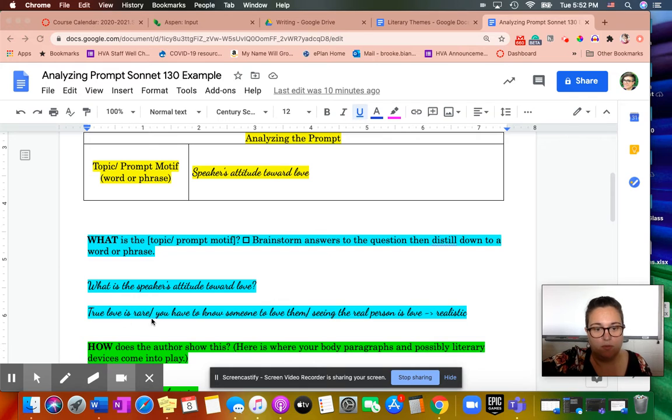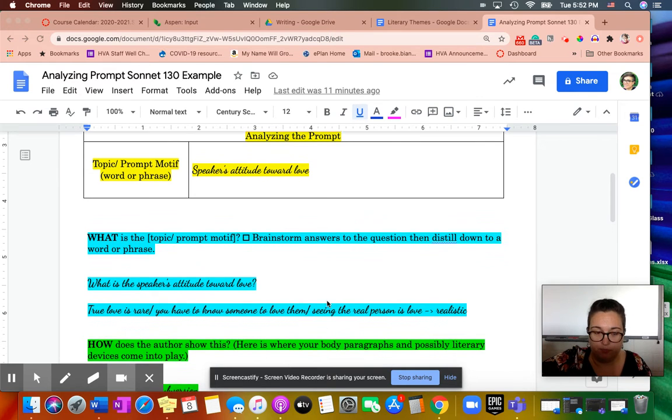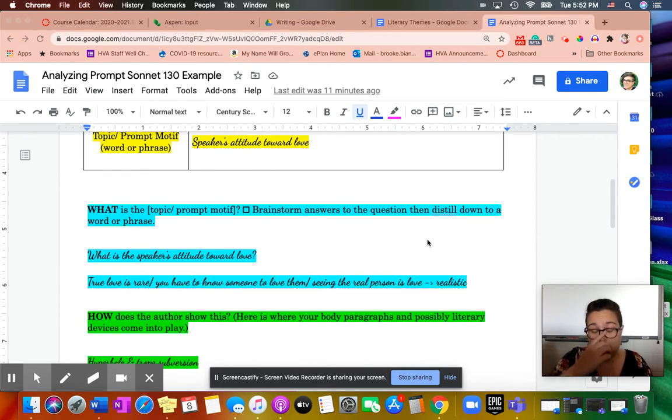So I brainstormed a few ideas. I separated them with slashes. You can do however you want. This is a place to think about it, so no wrong answers here. You just type whatever. So I thought about, okay, what is the speaker's attitude towards love? True love is rare. You have to know someone to love them. Seeing the real person is love. Those are a few things I thought about. And when you do this, brainstorm however much you need to. And when you get to a stopping point, you need to distill it down to a word or a phrase.